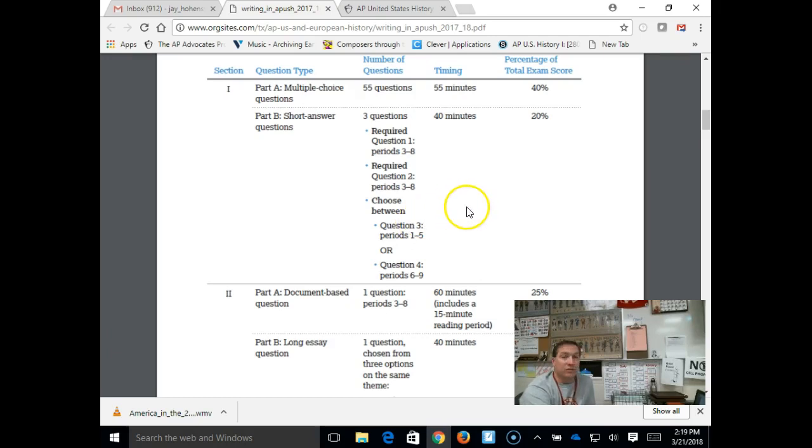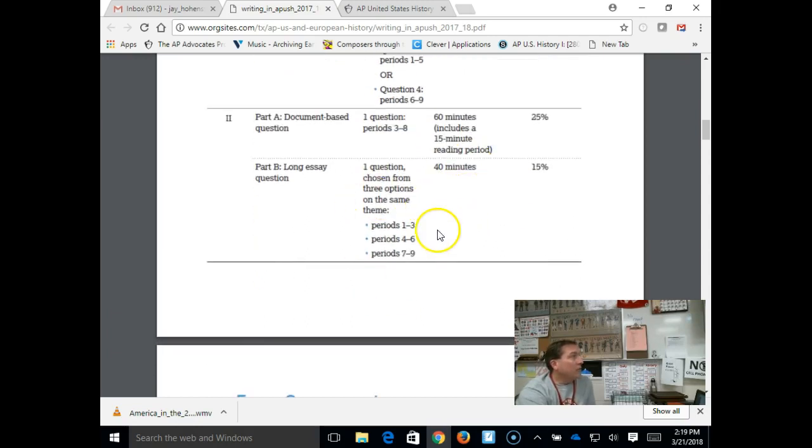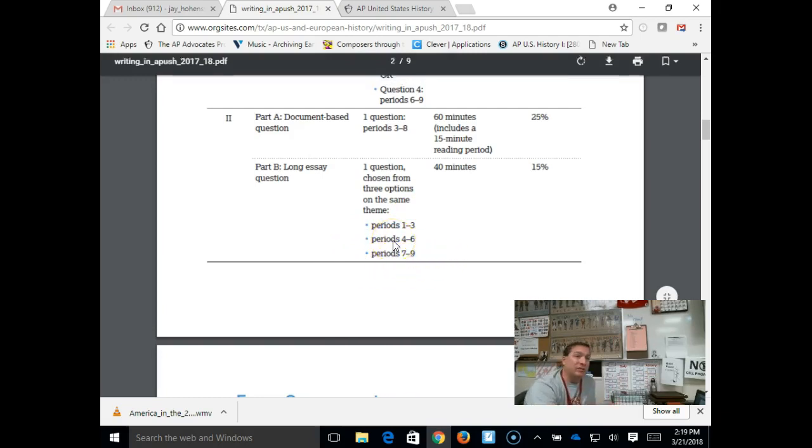So for your short answers, nothing from period 1 and 2 is going to affect you. Same thing with your DBQ. And when you get to your long answer essay question, if you want to do an essay question from periods 1 through 3, you can. But you'll have a choice between that or one from periods 4 through 6 or one from periods 7 through 9, all of which deal with the same themes and the same skills.